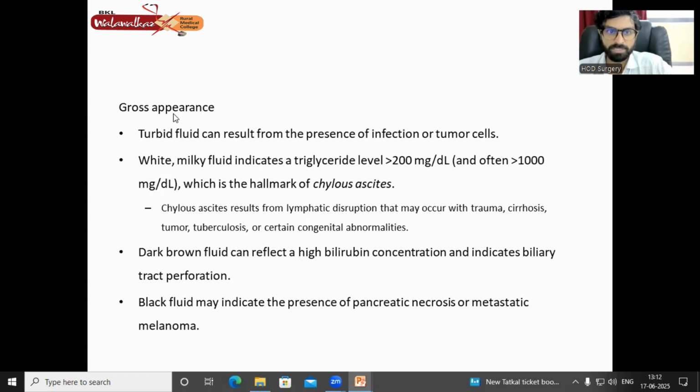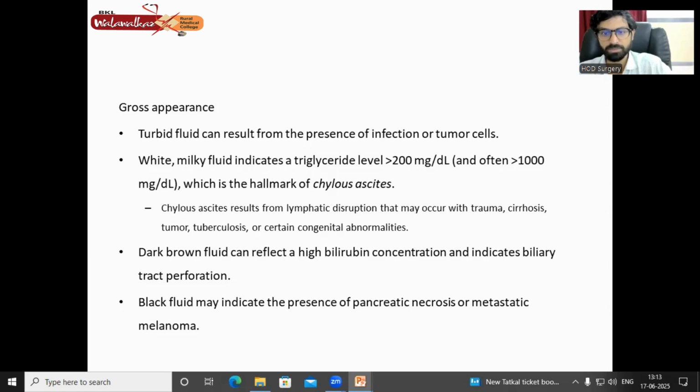Firstly, we see the gross appearance of the fluid which has been tapped. The fluid can be turbid. This results from infection or infiltration by tumor cells. White milky fluid indicates chylous ascites, in which the triglyceride levels of the fluid are more than 200 milligram per deciliter, and often it is more than 1000 milligram per deciliter.